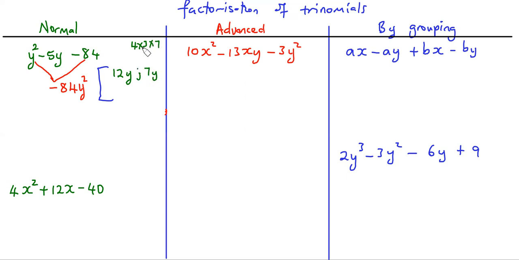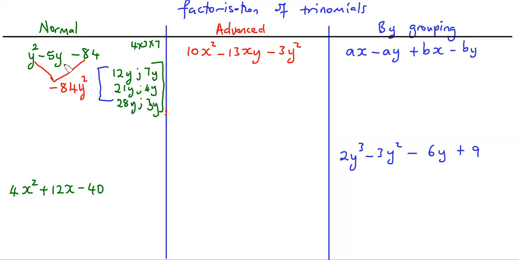Then you can also have 3 times 7, which is 21, and 4. Then you can also have 7 times 4, which is 28, and 3. So it's 28y and 3. Now, these are factors of 84. But now we need to check the one that will give us negative 5 if you add.